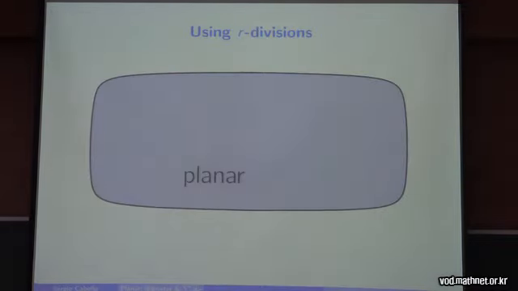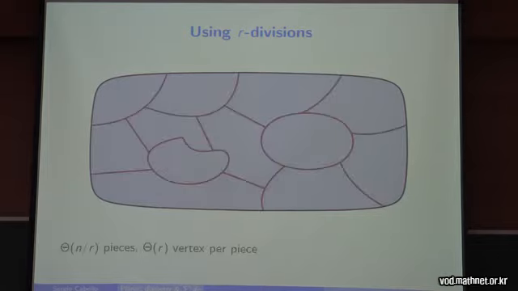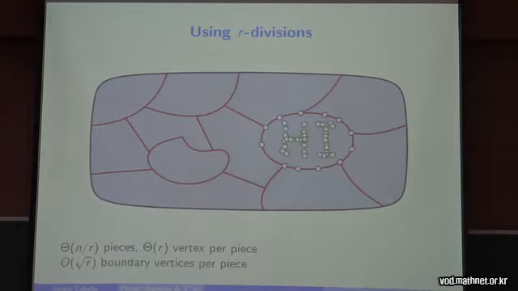So what is an R division? So this is a way to subdivide a planar graph. So let's say we have a planar graph, and then we have a parameter R, and then what I want is to break the graph into pieces. I want that each piece has theta R vertices, so linear in R, and then the number of pieces is at least n divided by R. The planar graph has n vertices, so you need at least this many pieces, and actually that is the number that you have.